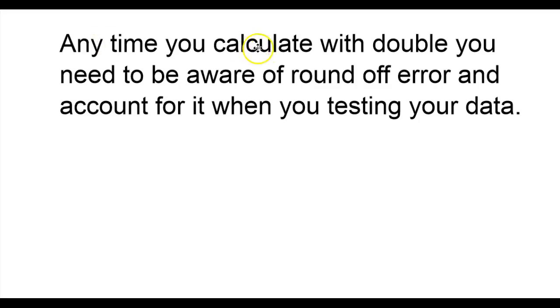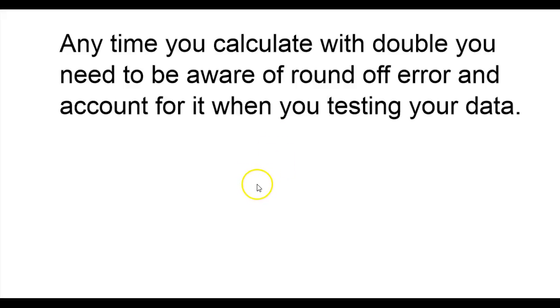Well, it means that any time you do a calculation with a double, you need to be aware of the possible round-off error and account for it when you're testing your data. You see, it doesn't always happen. Some decimals, it's fine with storing that decimal as a binary value, and it doesn't end up with any weird extra junk. Sometimes it's not. So you really want to make sure you're testing enough data to make sure you've accounted for it.